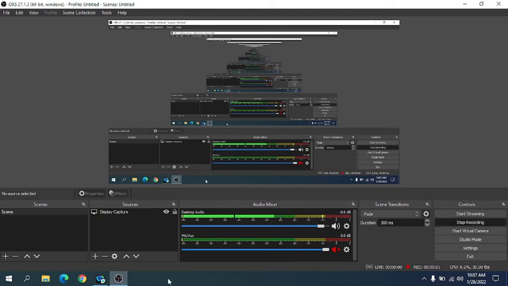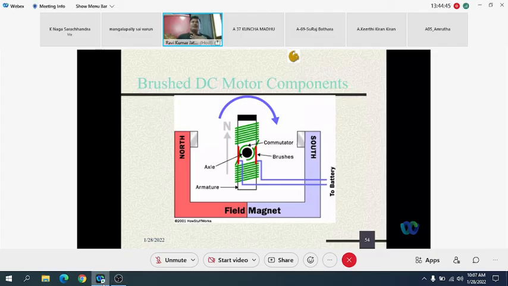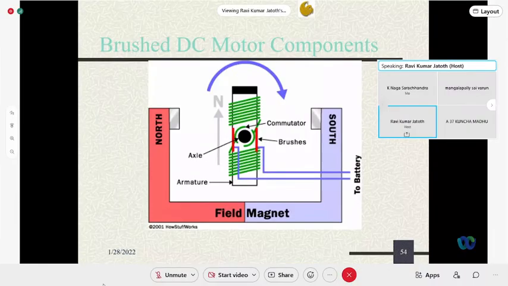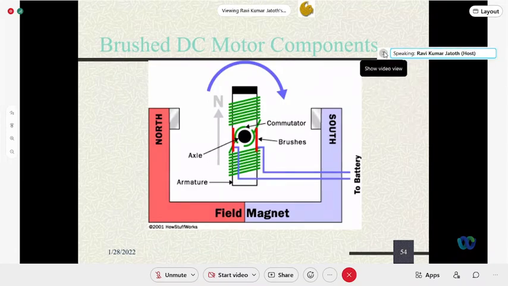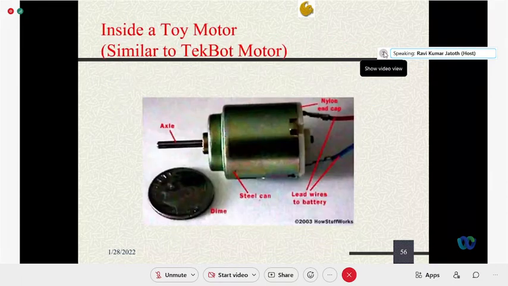Let us try to understand how this block diagram is drawn for a physical system. The physical system which we are trying to take up is a DC motor. A DC motor is an electromechanical system, right? So how this electromechanical system is drawn in the form of a block diagram is what we are trying to see.